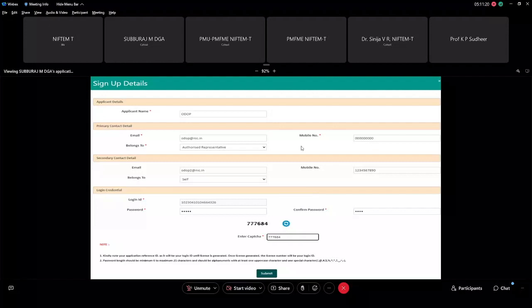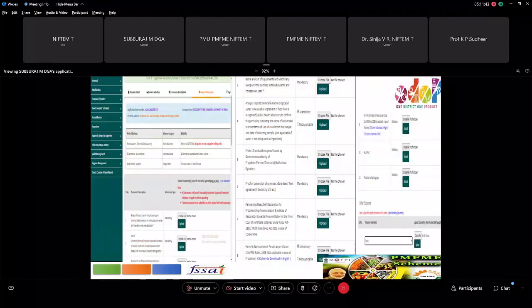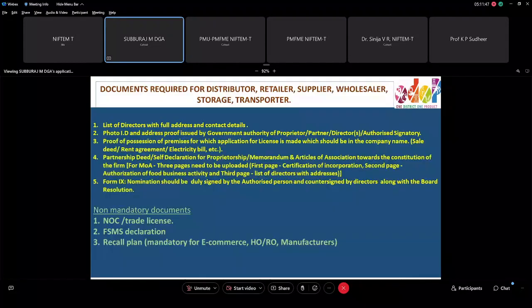That number is very, very important, so you have to keep the number for further reference. Another thing: what are the documents? It is very important to upload them for getting the license. These are the five important documents which are mandatory to apply for the license.